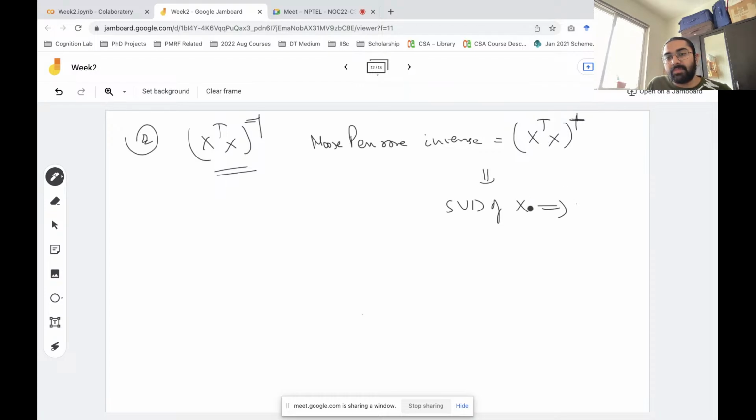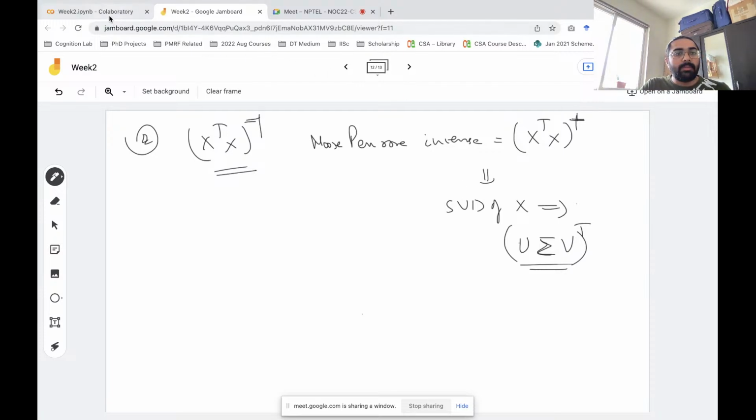So the SVD of X will give you U Sigma V transpose. Now you will use this to get some sort of inverse for this. I haven't actually done this ever, but this is another approach that you could take.